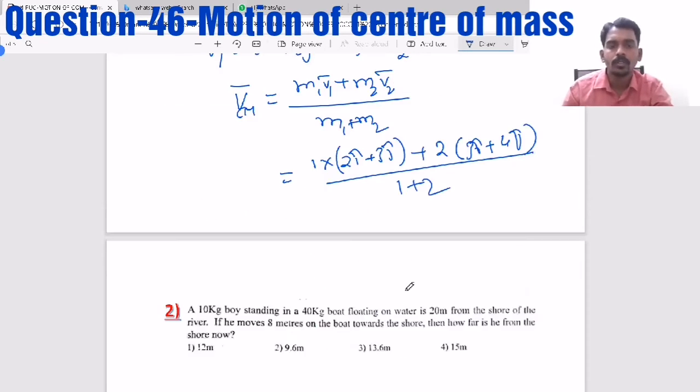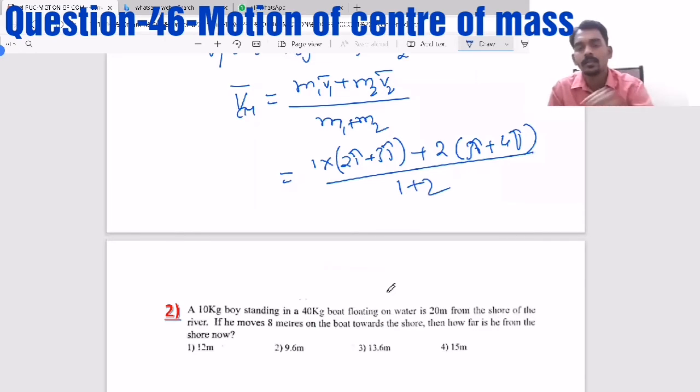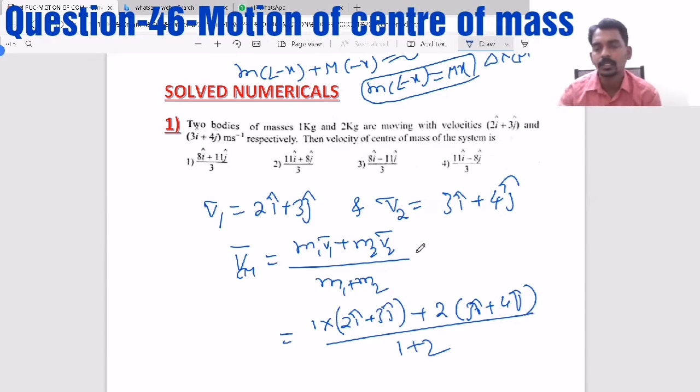Now how do you add the vectors? Item to item. So 2 plus 6, 8 i cap; 3 plus 8, 11 j cap. So (8 i cap plus 11 j cap) by 3. So depending on the simple formula, they give the question.